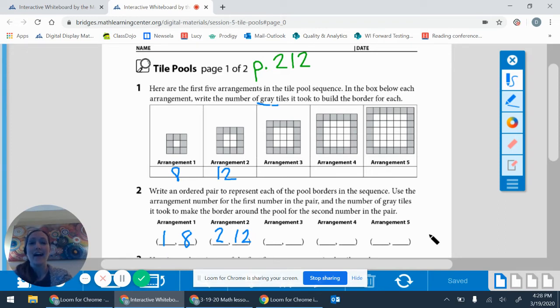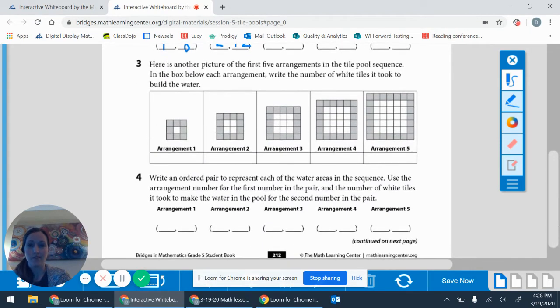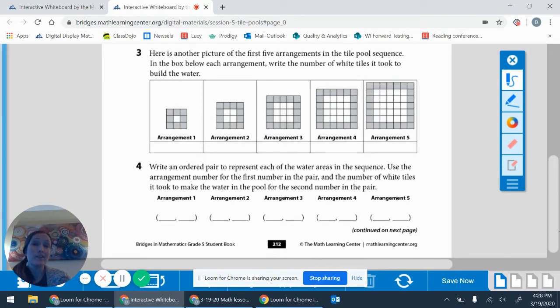All right, welcome back. You should have finished all of number 1 and number 2. We're going to move down to number 3 and 4. Now we make sure we read the directions really carefully because number 3 looks the same. All of those arrangements look just like they did in the first one. So let's read the directions.